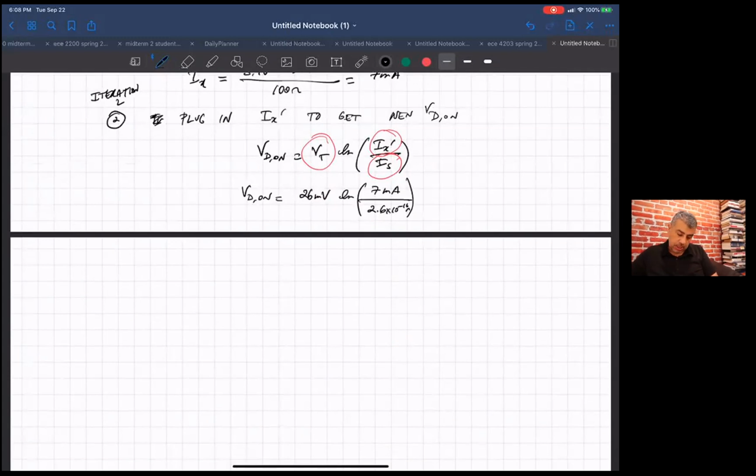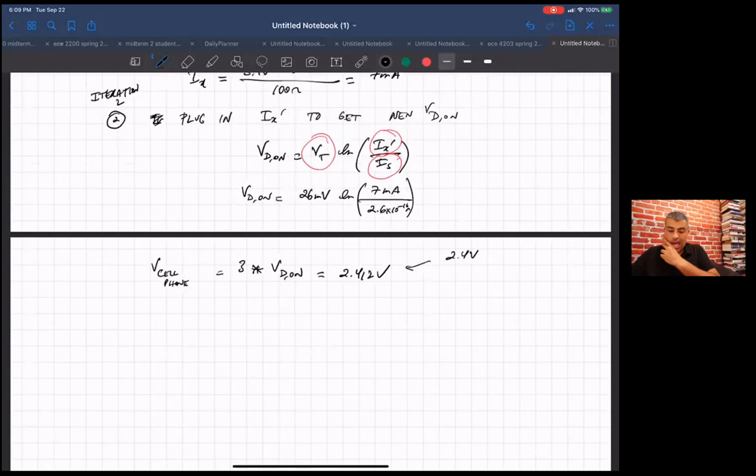And then we have 3 of these. So V out is 3 times V sub D on, let's call this V cell phone. And this ends up being 2.412 volts. So it went from 2.4 volts to this. Okay, so now we run a third iteration.